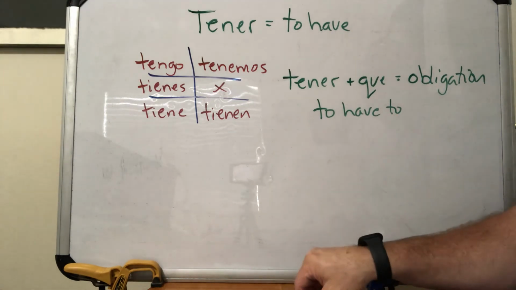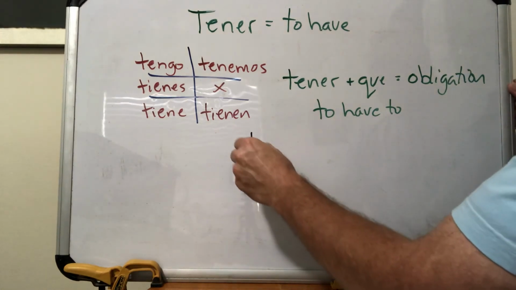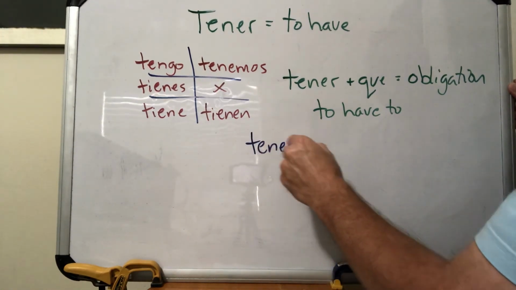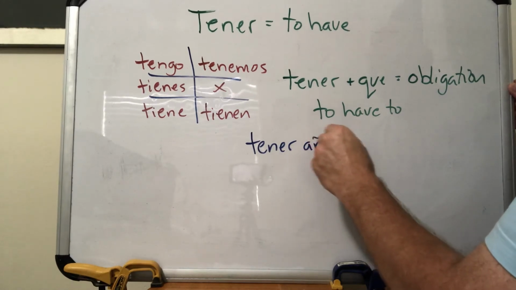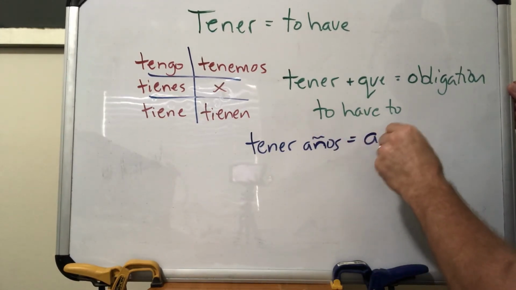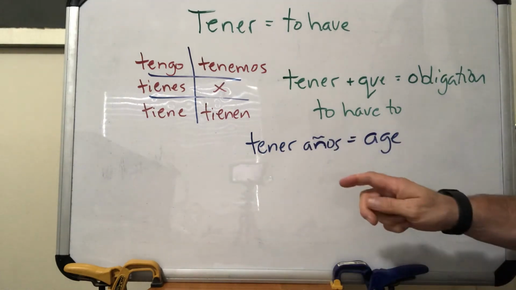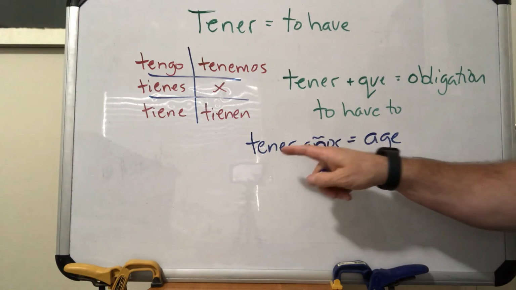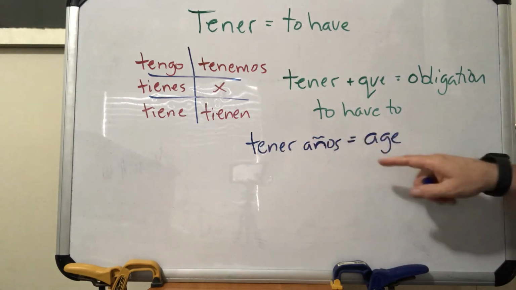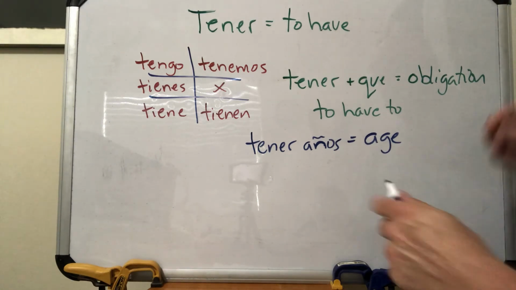Tener is also used in some other idioms where we talk about tener años. Wow, that was a pretty bad end there. That's where we talk about someone's age. Again, it doesn't translate directly, it's just to have years. But we use this in Spanish, and in English it would say like, oh, I am 15 years old. We talked about that one in the other video.